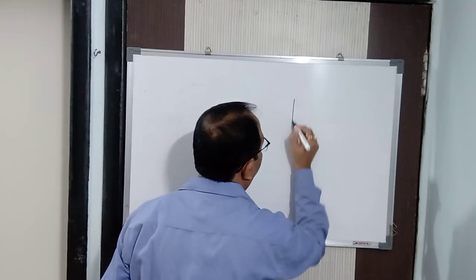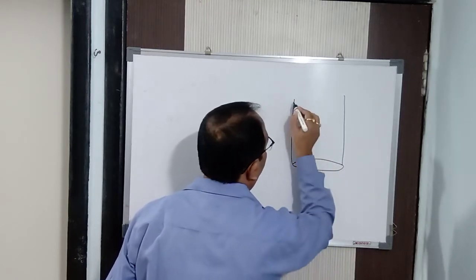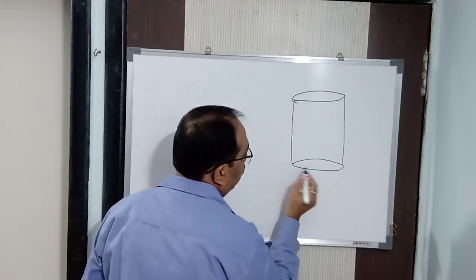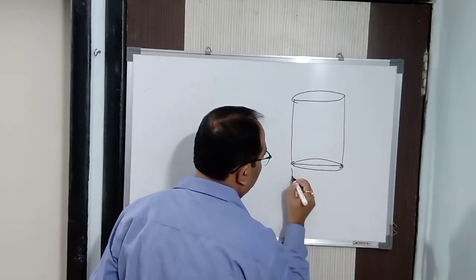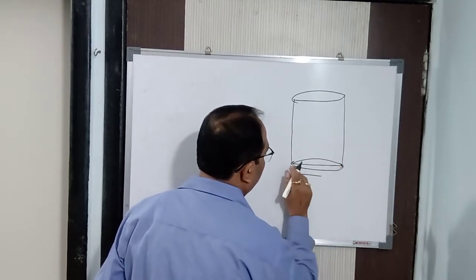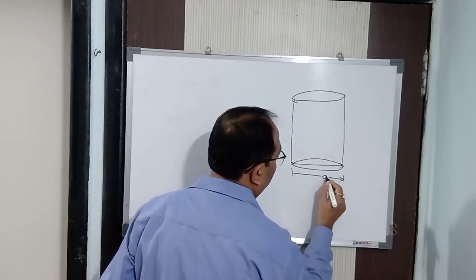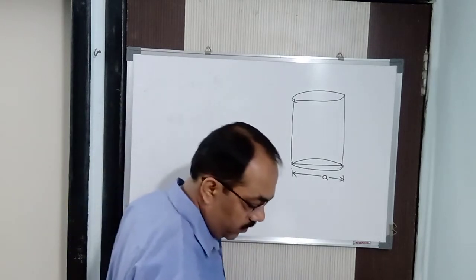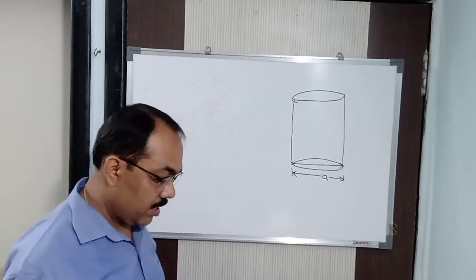Let us say I have taken a container. Here it's a container, and it's a closed container, of course. Some gas is present inside the container. Now, the cross-sectional area of this container, this is your cross-sectional area, which is nothing but your small a. The cross-sectional area of the container is your small a. Got it? Some gas is present inside the container.